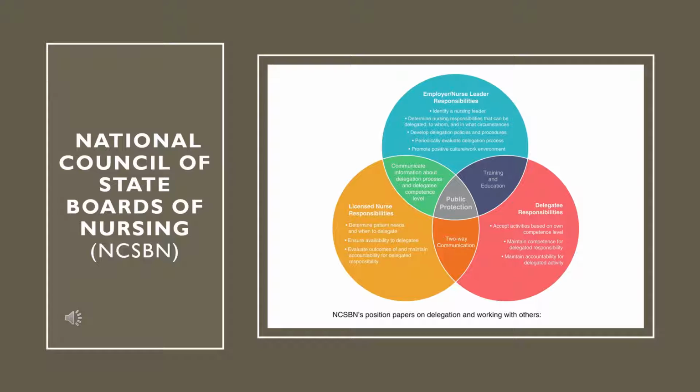So then you go over to the orange, the licensed nurse responsibility. They determine the patient's needs and when to delegate based off of the delegatee's competencies. Then the RN licensed nurse has to ensure availability to delegate. So that's when we talk about staffing ratios and who evaluates the outcomes. So the nurse always maintains the responsibility and accountability to ensure safety and effective care is being provided to their assigned patients when delegated tasks are assigned to ancillary staff and their support staff.